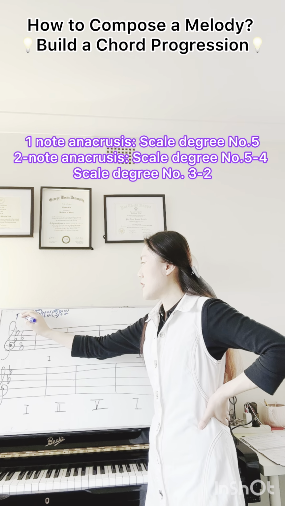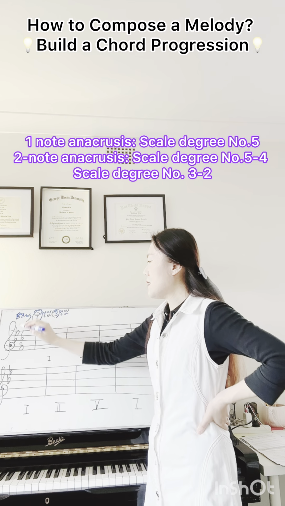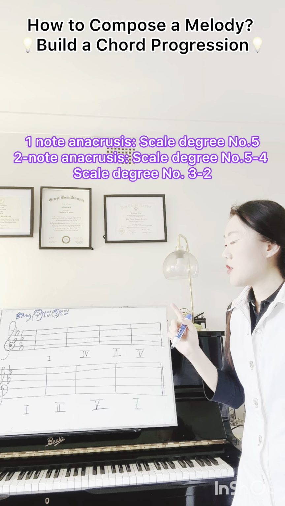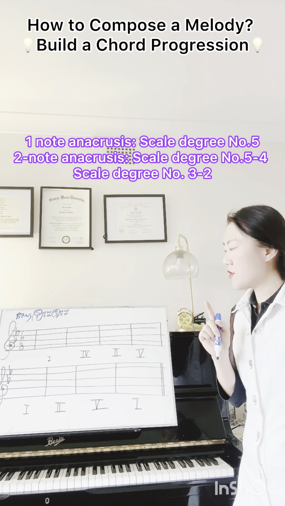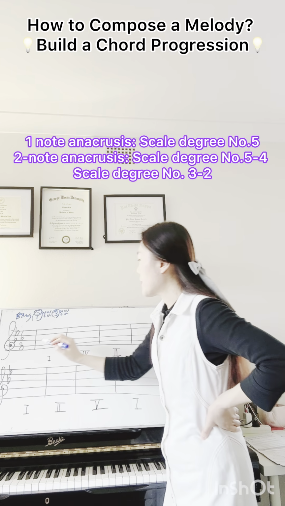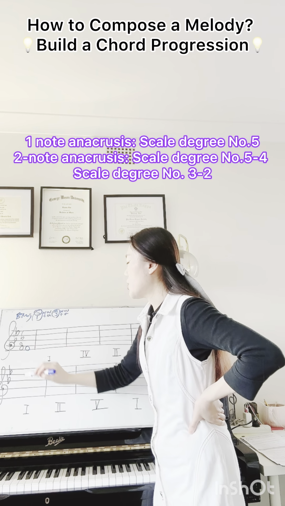Alright, but we're going to start off with the 1-note anacrusis, which is scale degree number 5, and we're composing in B flat major. So what is B flat major? The 5th note of the B flat major scale is F. So we're going to start with the 1-note anacrusis, which is F.